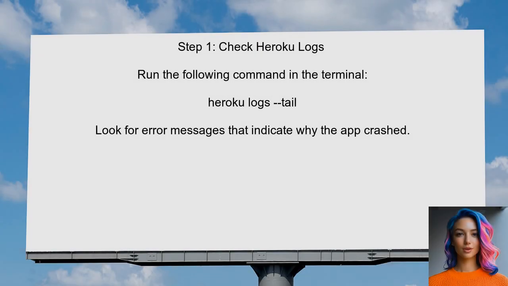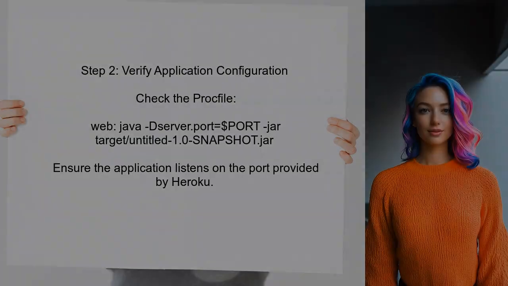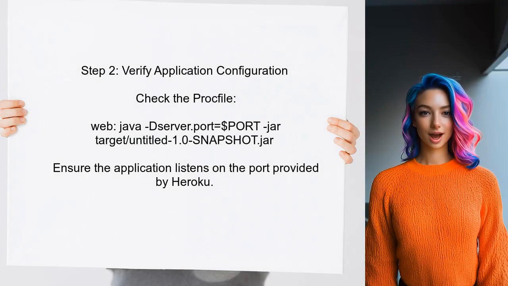To begin troubleshooting the H10 error, the user should check the Heroku logs for more detailed error messages. This can be done by running a specific command in the terminal. Next, the user should ensure that their application is correctly configured to run on Heroku. This includes verifying the Procfile and ensuring that the application is set to listen on the correct port.